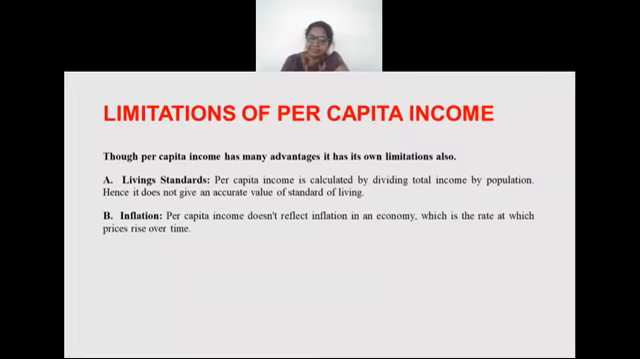Per capita income does not reflect inflation in an economy, which is the rate at which prices rise over time. That means per capita income is average income. With that, we can't say that the economy is increasing or the inflation rate is increasing. We cannot come to that conclusion.